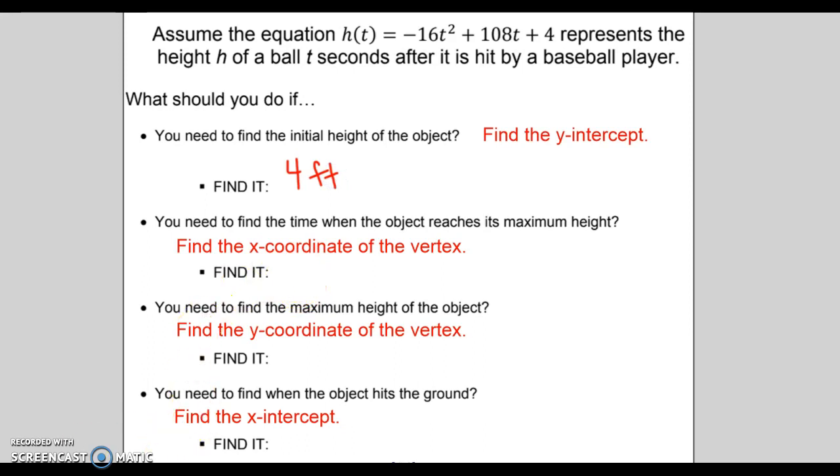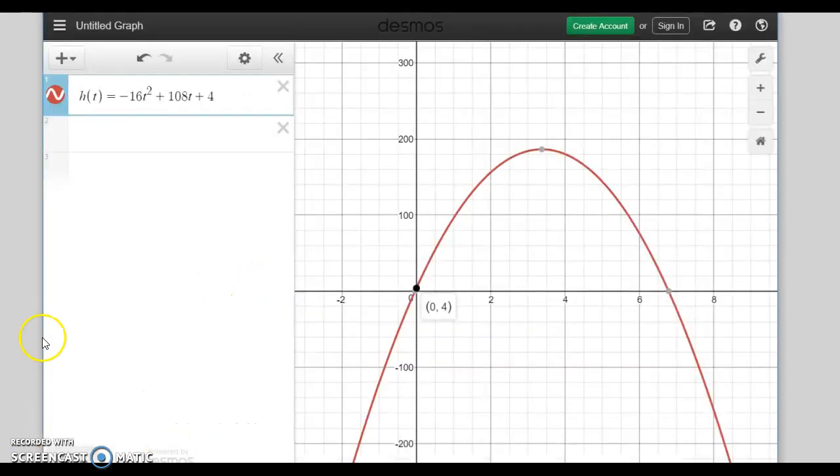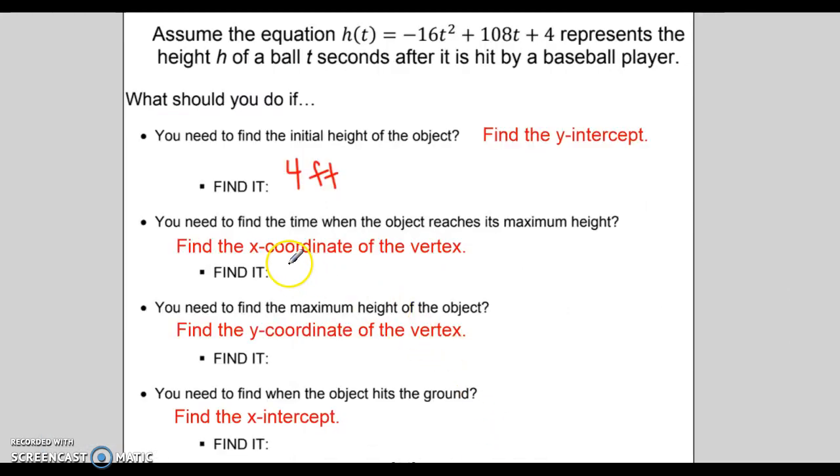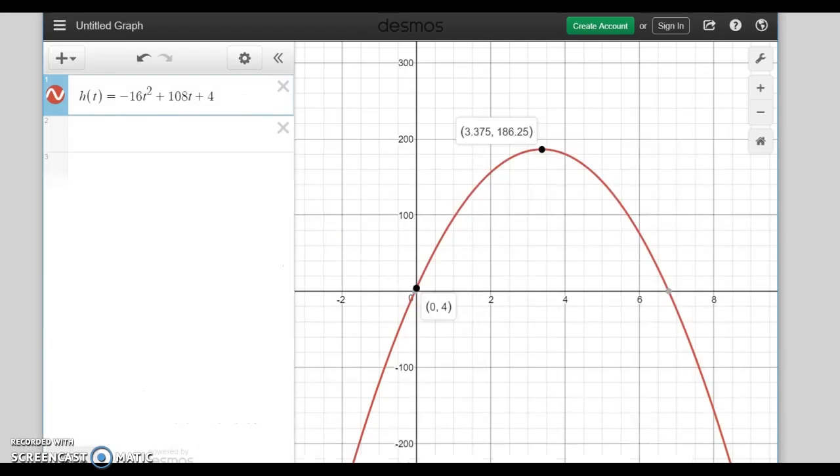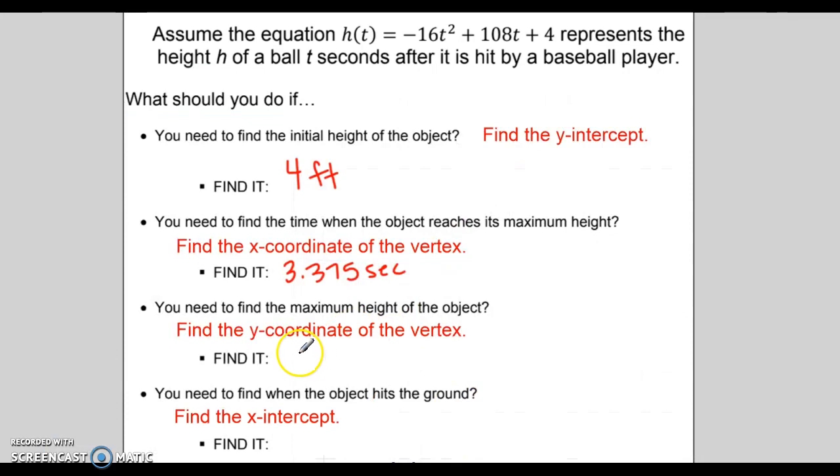Then the next thing we need to find is the coordinates of the vertex, which we have right here: (3.375, 186.25). The 3.375 is going to be the time, right? That's the x-coordinate, so 3.375 seconds. And then the y-coordinate of the vertex we know is that maximum height, so that's going to be 186.25 feet.